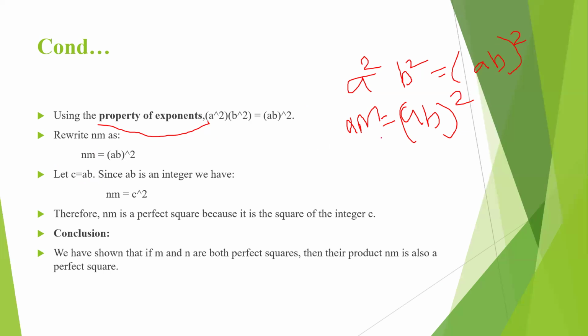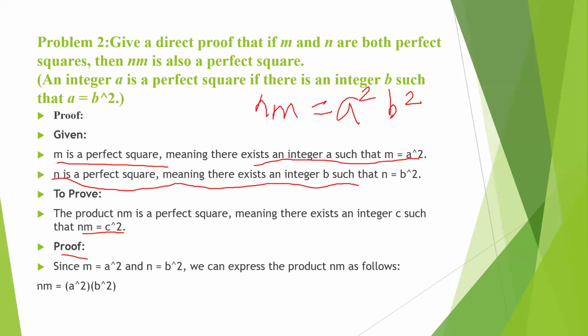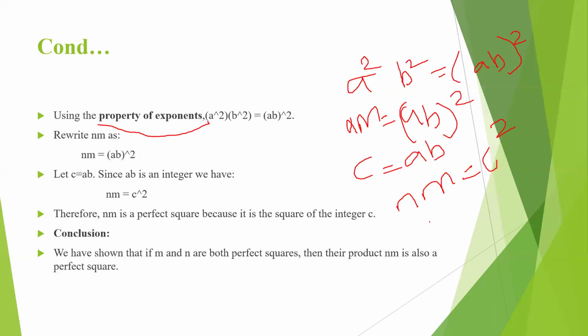So let c be equal to ab. So I have to take another variable, that is c is equal to ab. So we can write mn as c square. So what did we get? mn is equal to c square. What did we have to prove? mn is equal to c square. So the proof is, we got it. Therefore mn is a perfect square because it is a square of the integer c.